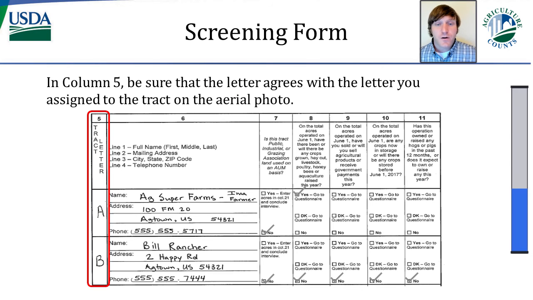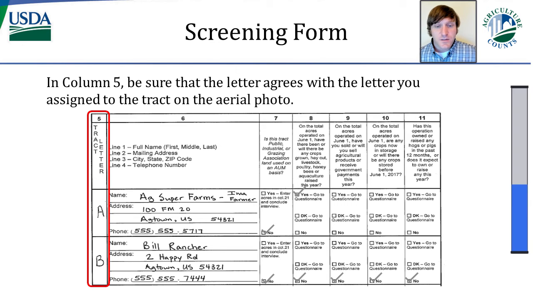Once you confirm the boundaries of the tract, you need to assign the tract letter and record the full name, mailing address, and phone numbers of the tract operator or resident of that non-ag tract. In column 5, be sure that the letter you write down on the screening form agrees with the letter you assign to the tract on the aerial photo. As a final check, make sure the letters you are writing on the aerial photo and your screening form agree with what is already in CAPI.